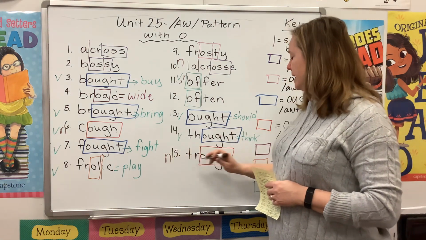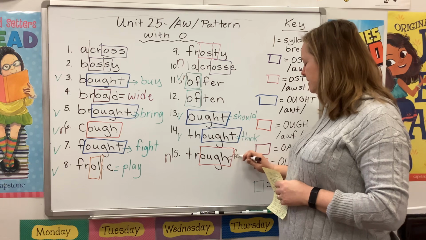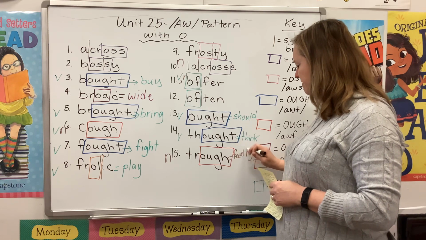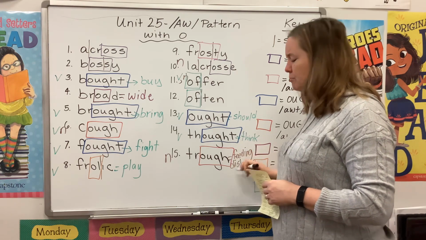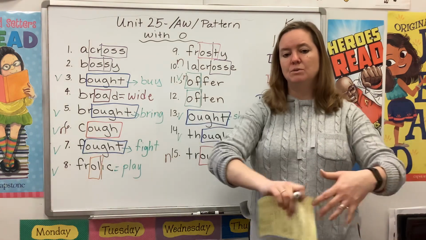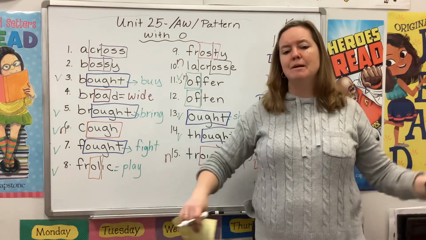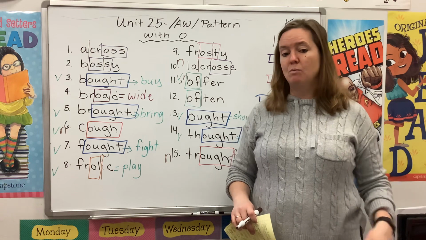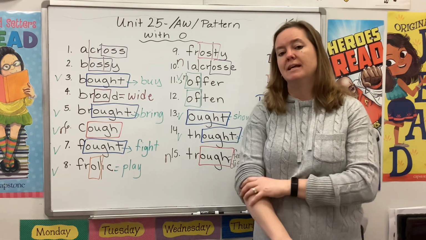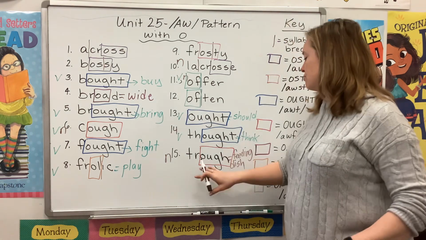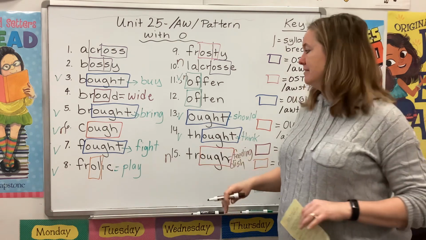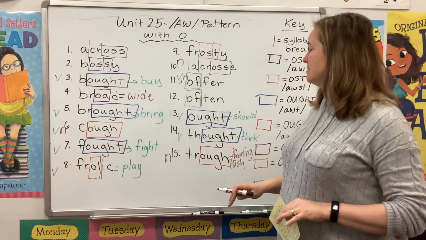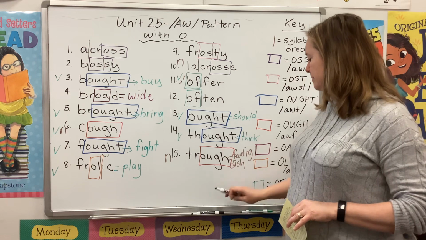Trough. A trough is a feeding dish. If you go to a farm, you might notice all the pigs and the cows, they all come to the trough because that's where the farmer leaves fresh water and food scraps and hay and that sort of thing. So a trough is a long, skinny feeding dish. So we have lots of nouns here.